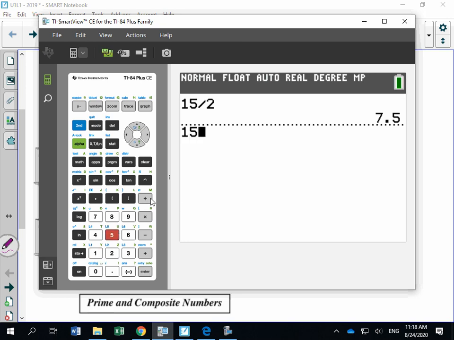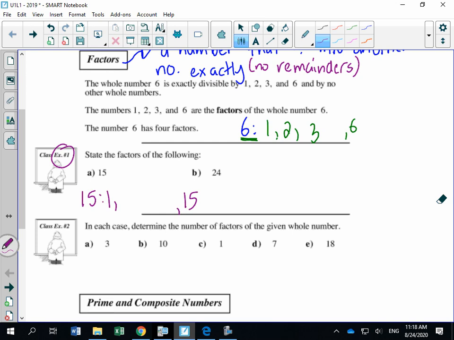15 divided by 3 is 5. So 3 is a factor, and so is 5. Now, the only number between 3 and 5 is 4. You could check on your calculator. 4 does not work. It is not a factor. So these are the factors of 15.